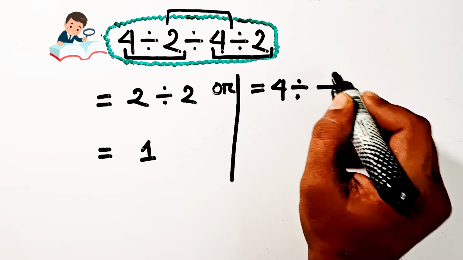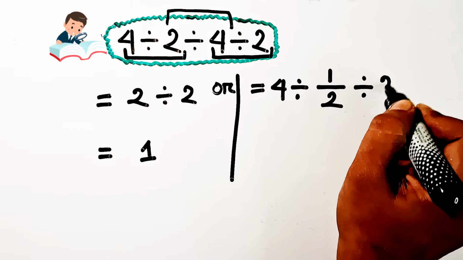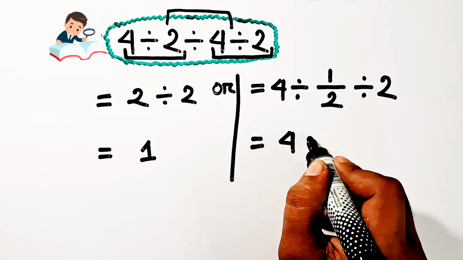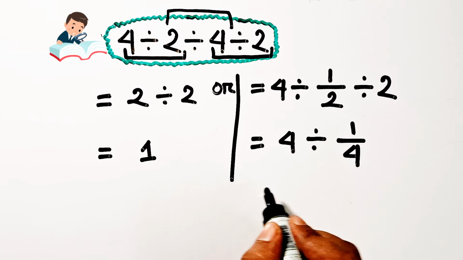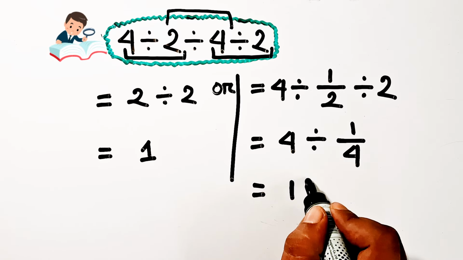Or we will do another way. First 2 divided by 4, then 4 divided by 2 divided by 2, then half divided by 2 is equal to 1 by 4, then 4 divided by 1 by 4 is equal to 16.